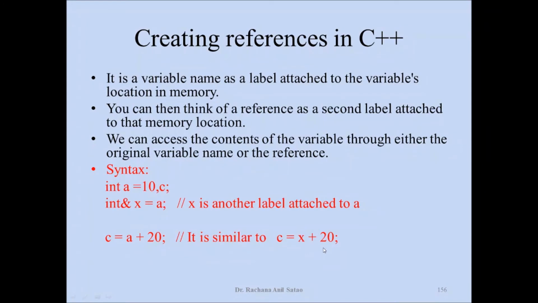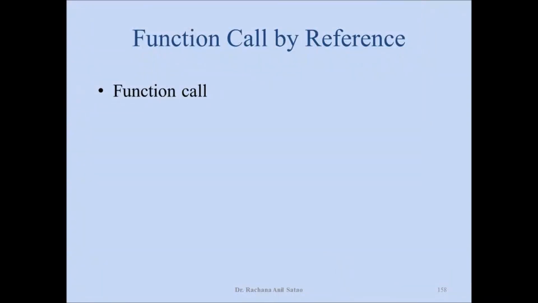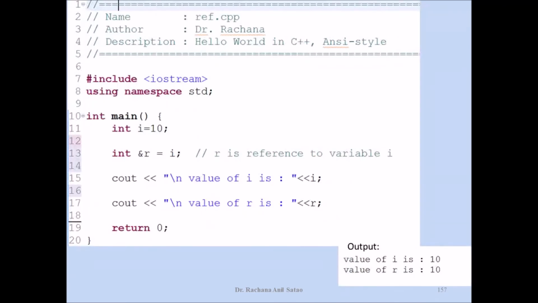Now this concept is necessary to understand how the next thing, that is function call by reference, takes place. Before that, let us see one example of a program which is executed based on the syntax I have shown you. So here I have a main program in which I have variable I equal to 10.